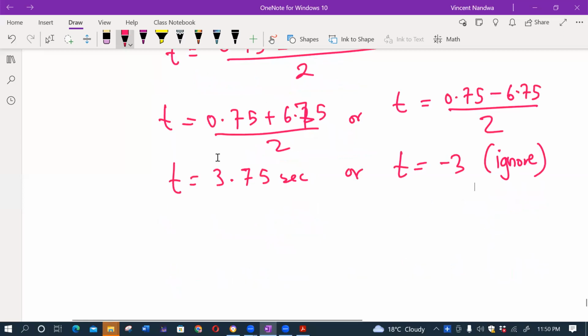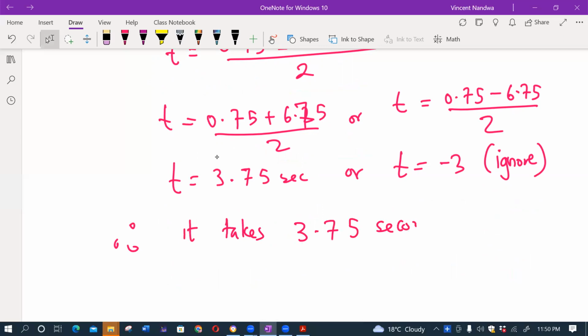So therefore, it takes 3.75 seconds to travel a distance of 11.25 feet.